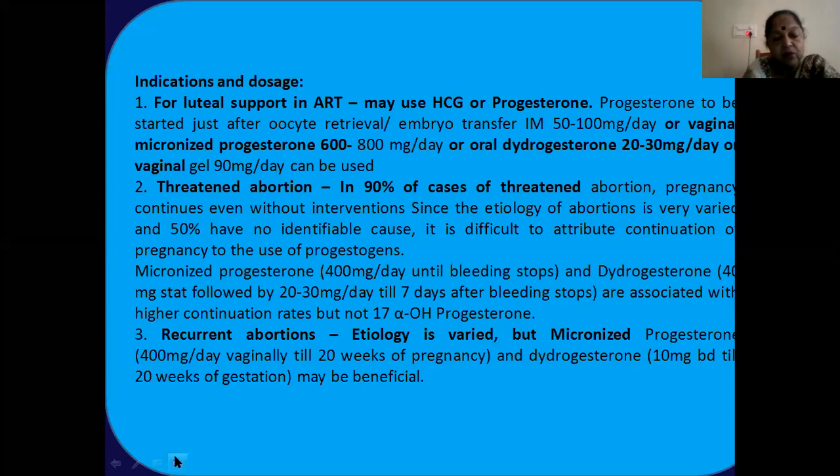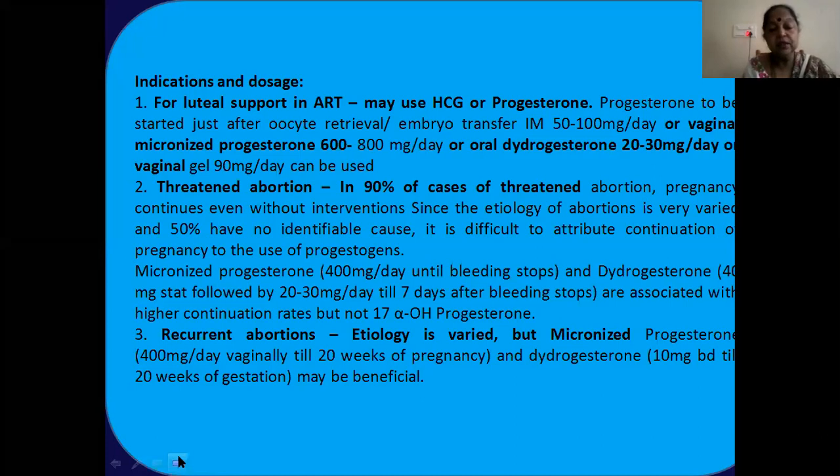in threatened abortion, and the dosage is around 40 milligram stat followed by 20 to 30 milligram till 7 days, till bleeding stops. Then you can supplement this. There are various controversial statements, and there are various studies on which progestogen is better than the other. It is again the dosage and the compliance.